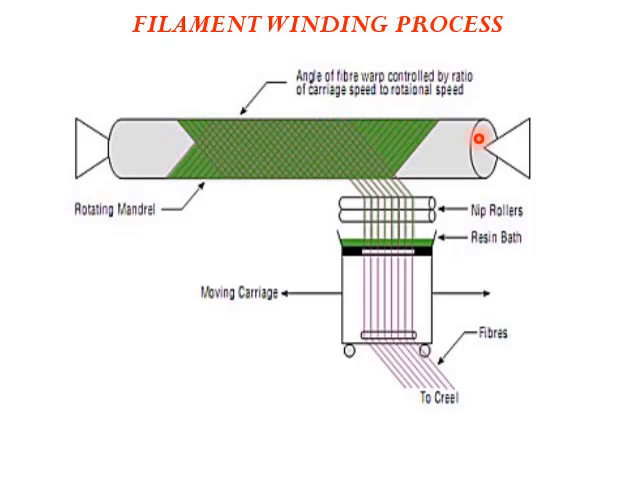Okay, so say we have a fiber from the creel, which comes out through the rollers into the resin bath, then to the nip roller to control the amount of resin coated on the fibers, then it is wound on a rotating mandrel. The compactness of the fibers on the mandrel depends on the rotation speed and the traversing speed of the carriage and the mandrel.